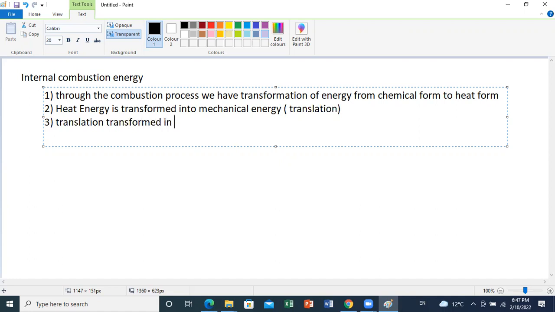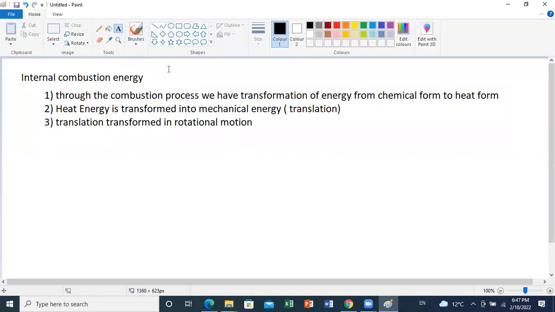Through a certain mechanism that we will illustrate now. Here in this problem, we have different forms of energy, and you go from one form to the other until reaching the desired output. Translation is transformed into rotational motion. Let me do a small drawing in brief, so what is happening is the following.